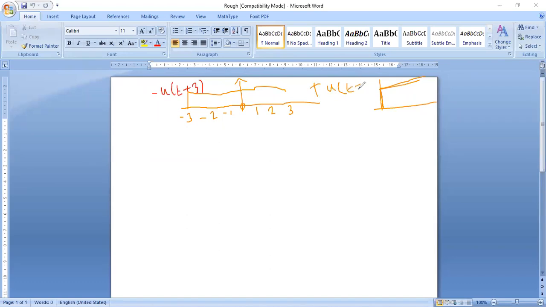But my question says I should draw for minus u of t plus 3. So let me change it in the same diagram itself. Minus means the amplitude should be at the bottom. So now I will extend the minus y-axis. I will change the +1 amplitude to -1. Now I will erase the first step here. Am I right here? I have completed the first diagram.